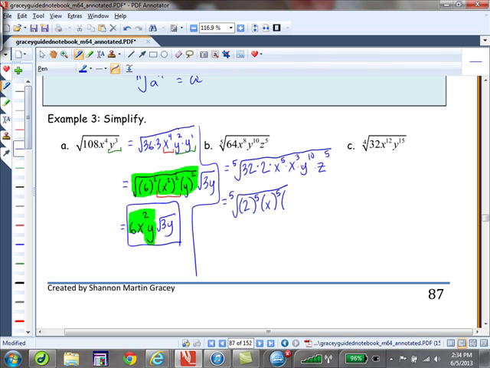Now, y to the 10th we need to write as y raised to something raised to the fifth. So we'll have y squared to the fifth, and then z is already to the fifth. We will have remaining the fifth root of, there's a 2 left over, and then there was an x cubed remaining.